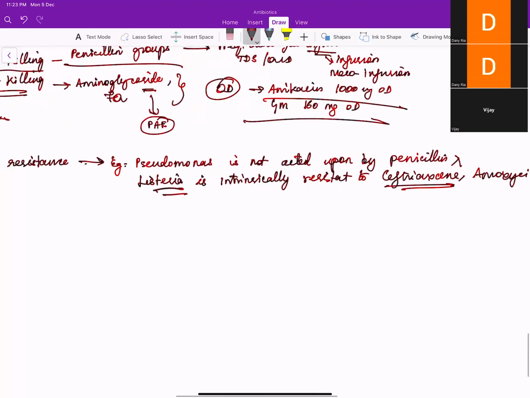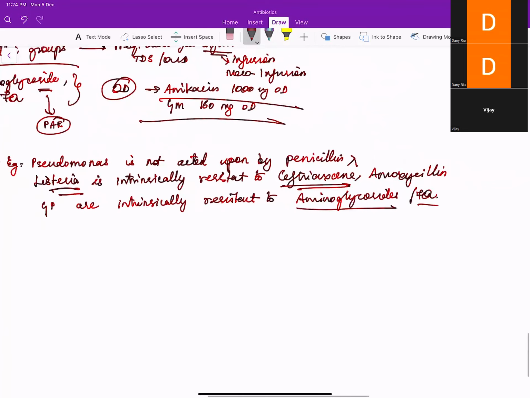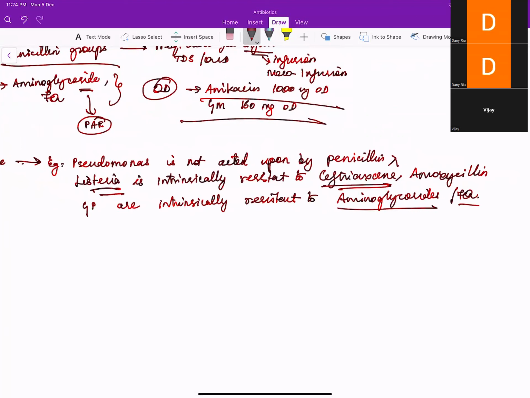And another basic thing, all gram positive organisms, which means they have a thick cell wall, are intrinsically resistant to aminoglycosides and fluoroquinolones. So aminoglycosides and fluoroquinolones are drugs which are given for gram negative infections. Don't give them for gram positive. Same thing, if a report shows Streptococcus which is sensitive to amikacin, don't go about giving amikacin because it is not going to work, because gram positives are intrinsically resistant.